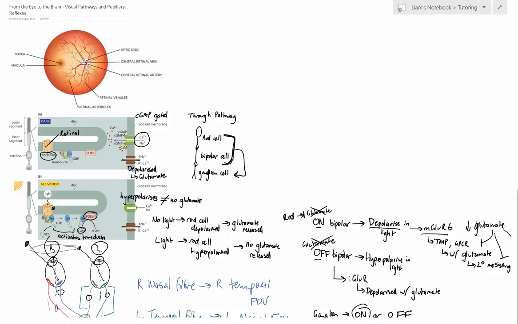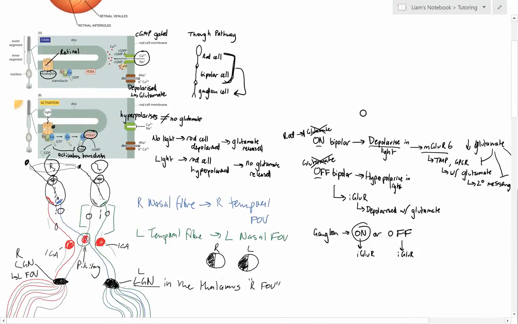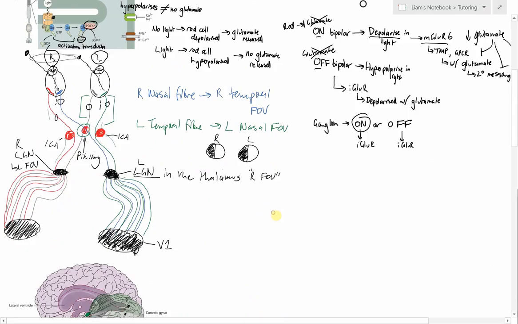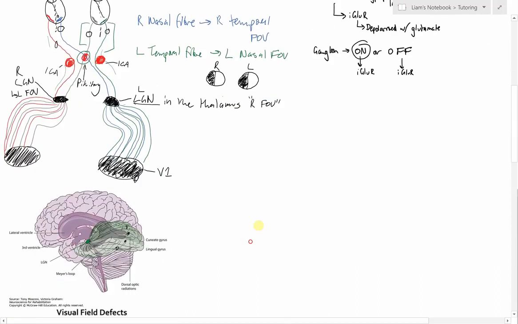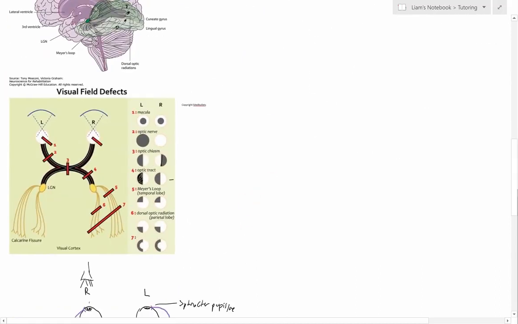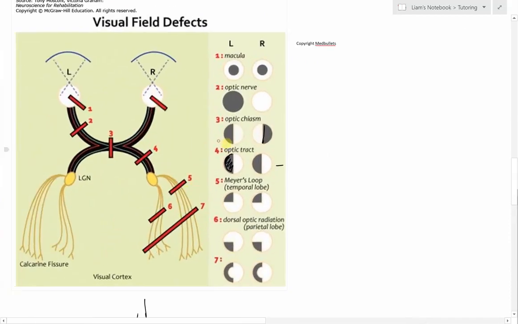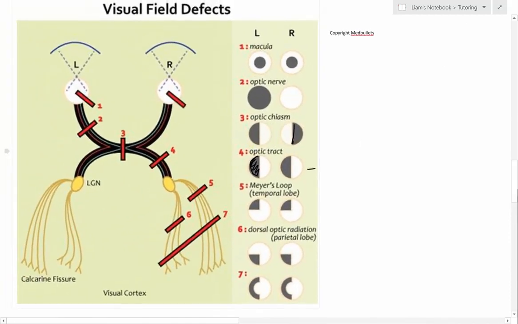The cool thing about the visual pathway is that you can actually identify the position of lesions in the pathway based on the visual defects that present. So I would very highly recommend watching the previous video before this one, just so that this one makes a bit more sense. So I did briefly touch across this slide last time.